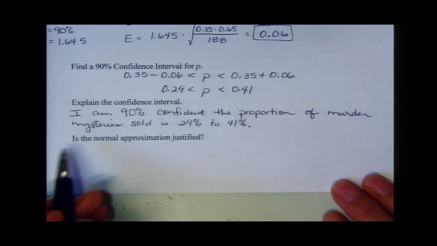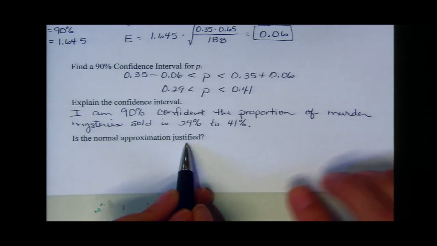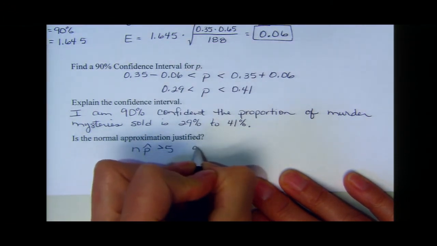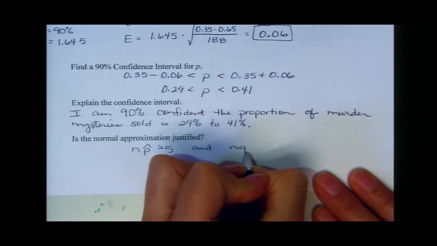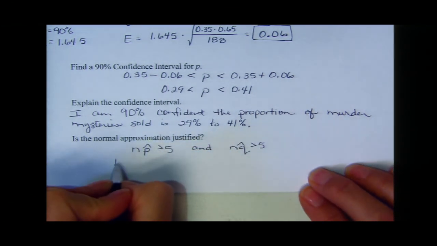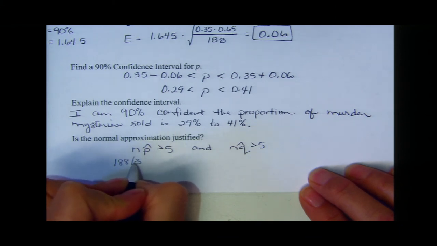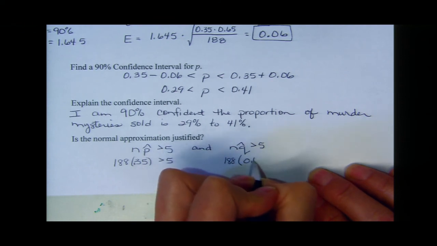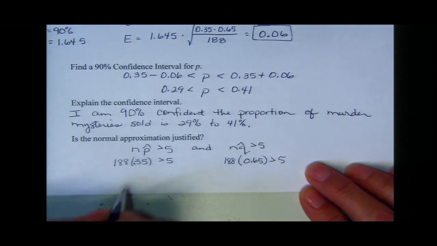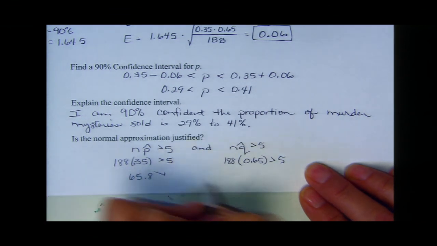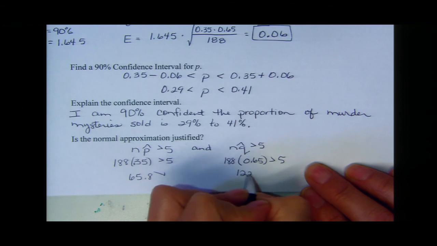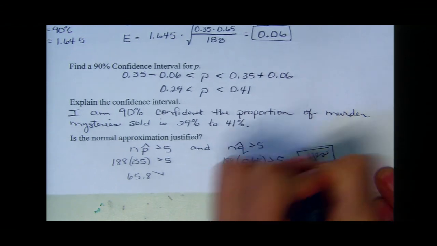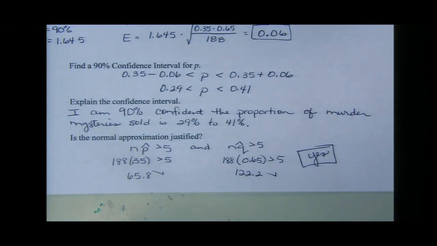And then lastly, it says, is the normal approximation justified? Well, again, that says show that N times P hat is greater than 5 and N times Q hat is greater than 5. So we would take 188 times 0.35 and we would take 188 times 0.65 and you get 65.8, which is definitely greater than 5, and here you get 122.2, which is definitely greater than 5. So yes. And that is how you estimate P.